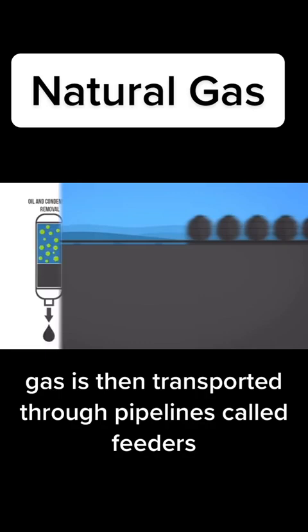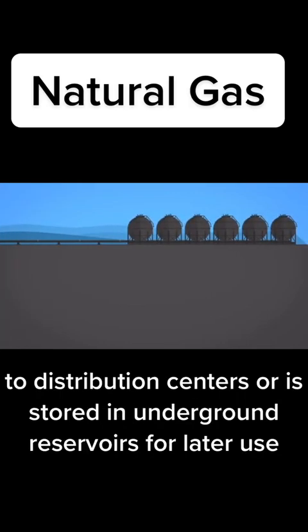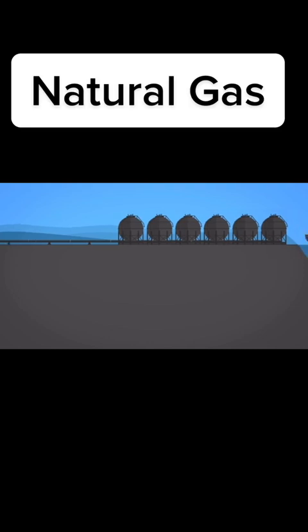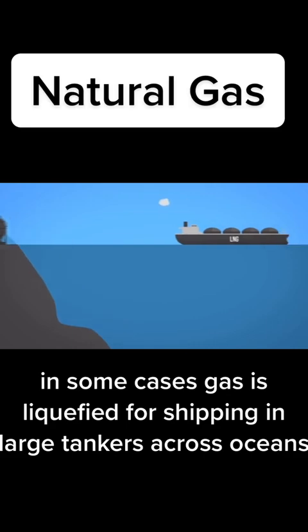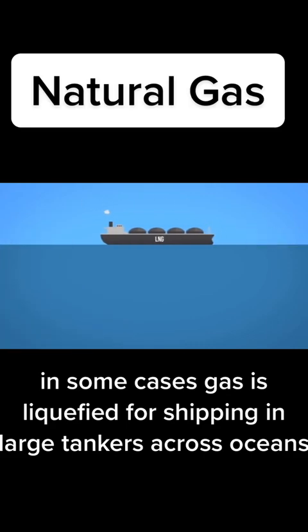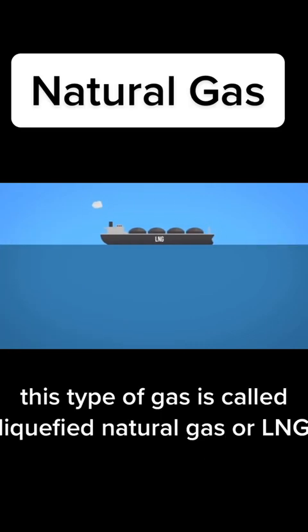Gas is then transported through pipelines called feeders to distribution centers, or is stored in underground reservoirs for later use. In some cases, gas is liquefied for shipping in large tankers across oceans. This type of gas is called liquefied natural gas, or LNG.